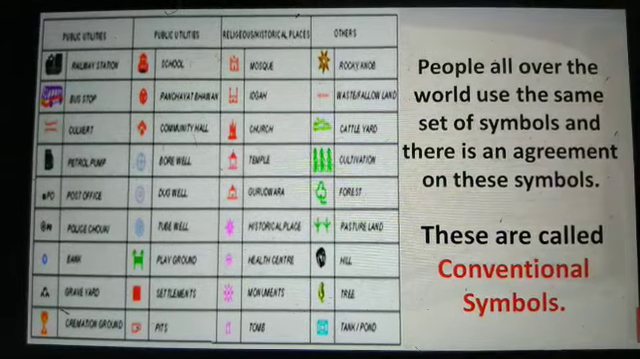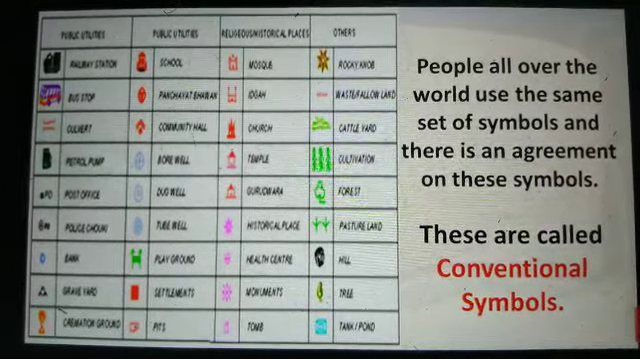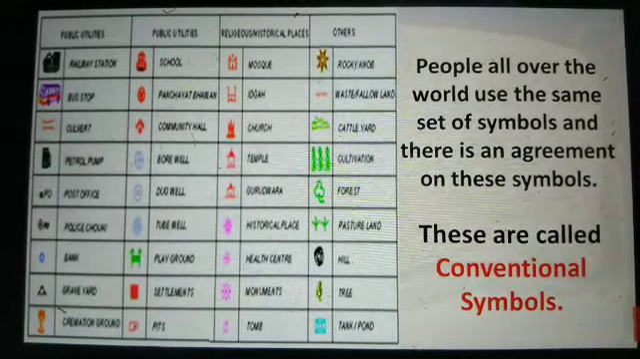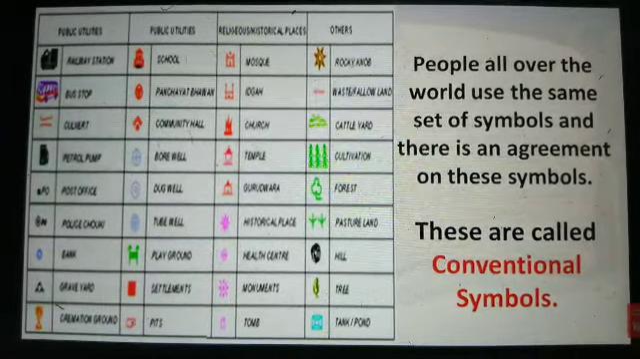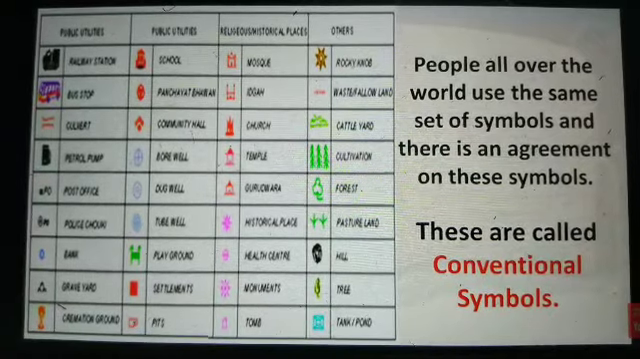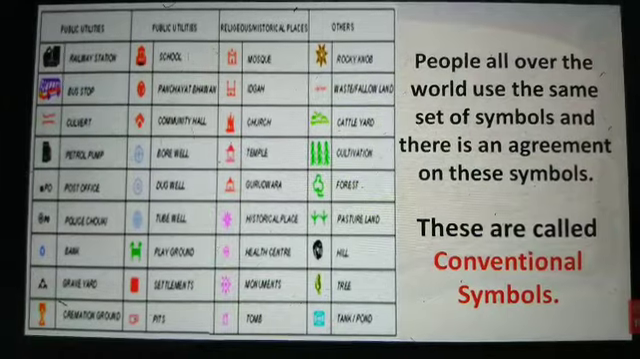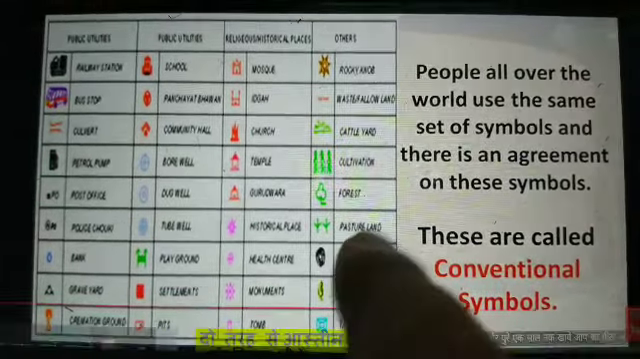Maps show various features, but it is impossible to show the actual shapes and sizes of trees, buildings, villages, etc. in a map because of limited space. If different people use different symbols to draw maps, it would be difficult to understand each other's map. People all over the world use the same set of symbols, and there is an agreement on these symbols. These are called conventional symbols.